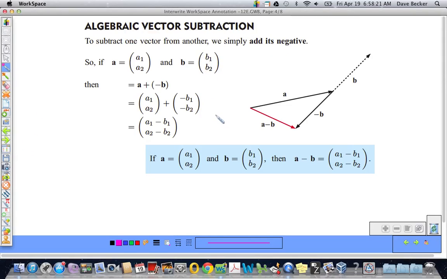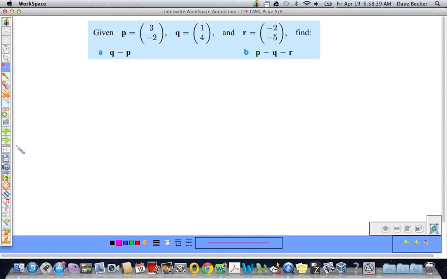Vector subtraction. Again, what this is showing, and we've already done it geometrically, is if I have two vectors A and B with these components, if I take A minus B, I just subtract the corresponding components, A1 minus B1, A2 minus B2. So let's do an example real quick. So vector Q minus vector P is going to equal 3 minus 1, -2 minus 4, which is going to give us 2, -6. And then P minus Q minus R, okay, that's no big deal.